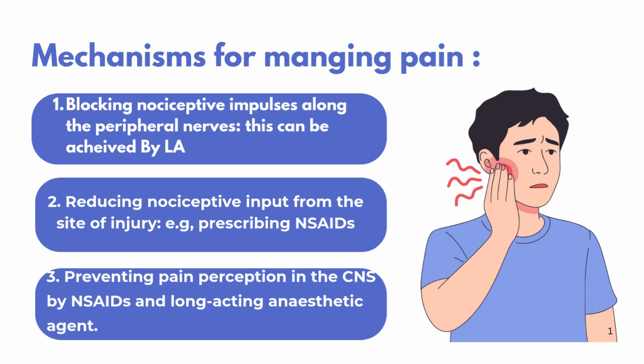Can be achieved by applying local anesthesia, so the impulses will be blocked, or reducing the nociceptive impulse from the site of injury, as an example, when we prescribe analgesic like the non-steroidal anti-inflammatory drugs. And we can الطريقة الثالثة preventing the pain perception in the central nervous system by combination of an NSAID and long-acting anesthetic agents. فالأنستيزيا اللي تستخدموها دائما هي تكون medium أو short acting.